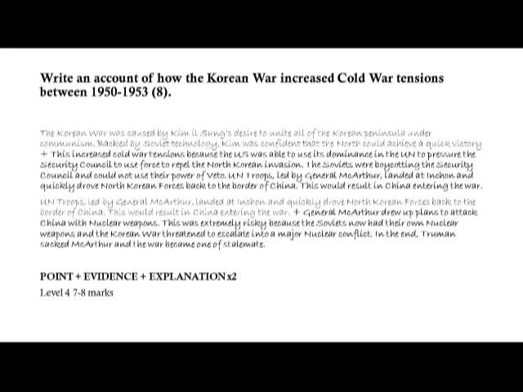So as I say, for this type of question, write an account, level 4, 7 and 8 marks, you want to show evidence of complex thinking, and you'll need to think about cause and consequence in 2 paragraphs, 10 minutes.